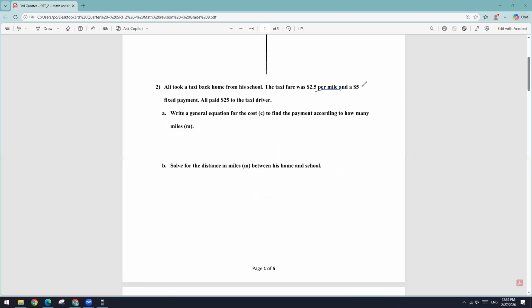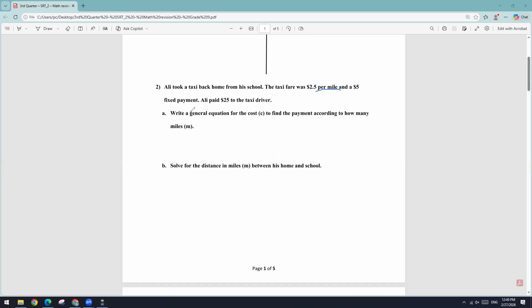So that per mile, it means here I need to use a variable because he will not pay 2.5. If it is 2 miles, he will pay 5. If it is 4 miles, he will pay 10. So that 2.5 should be multiplied by how many miles we have. So here I will use a variable. Now we read the question. So the question will inform me what I should use.